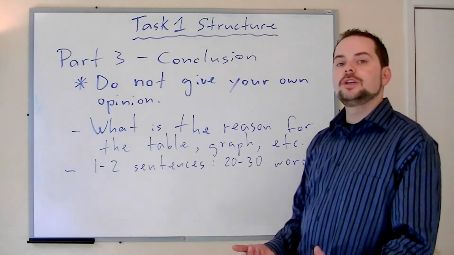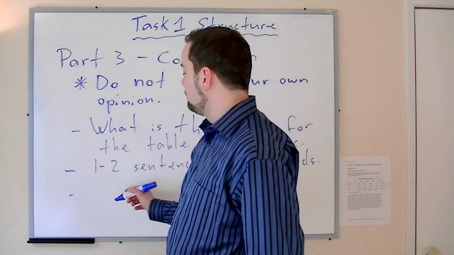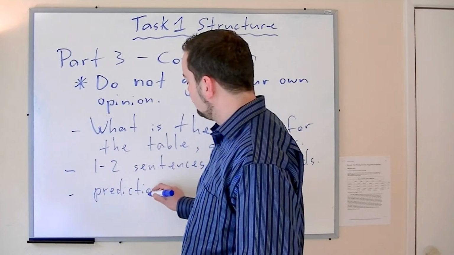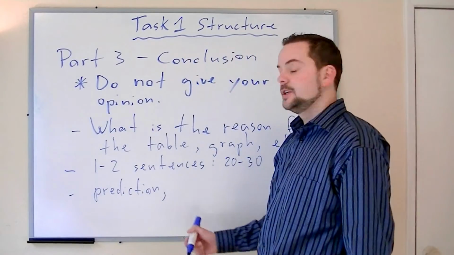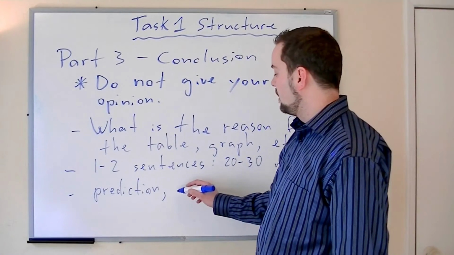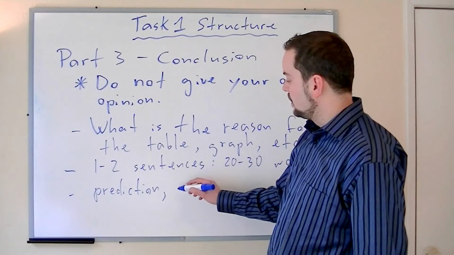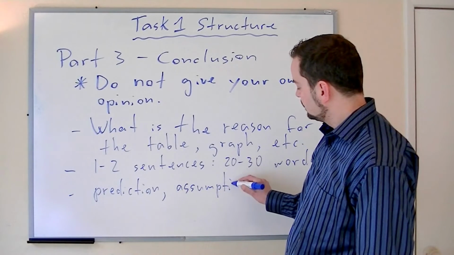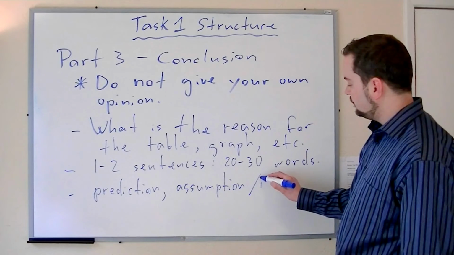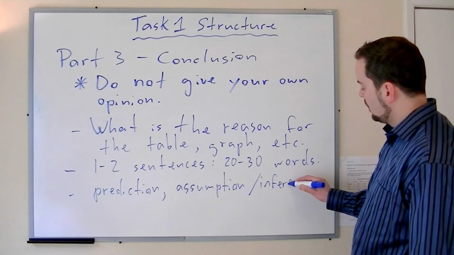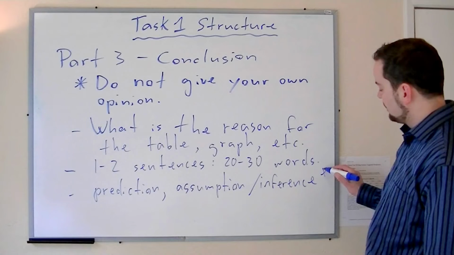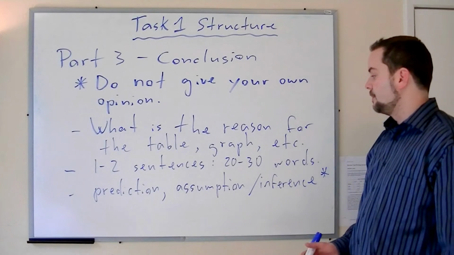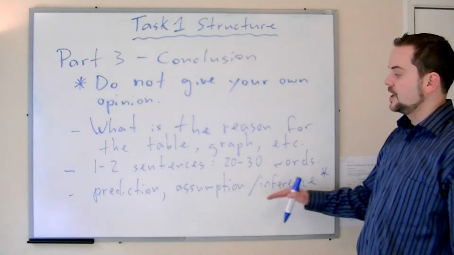And the conclusion can be, for example, a prediction. Often with line graphs it's a prediction, or it can be, for example, an assumption or inference. Inference is a very good word to know when you're writing for graphs and charts. It's an educated guess or an educated assumption.